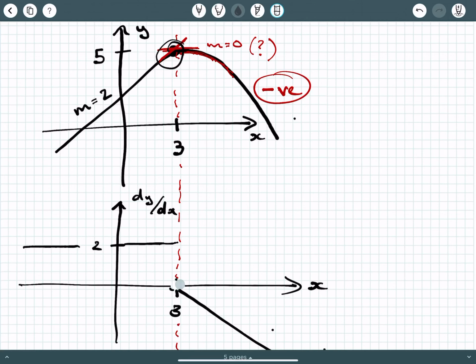Now, I just want to make sure that when I actually draw these, I put not included. And that's because there is no set gradient at this point. And that's something that you must consider.